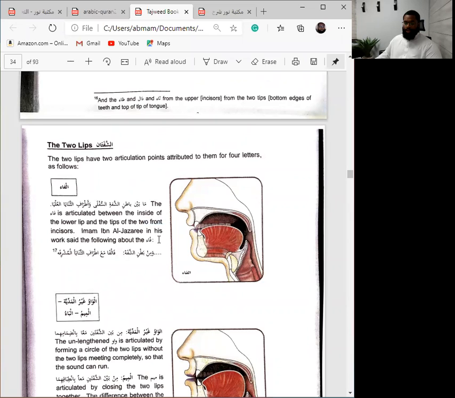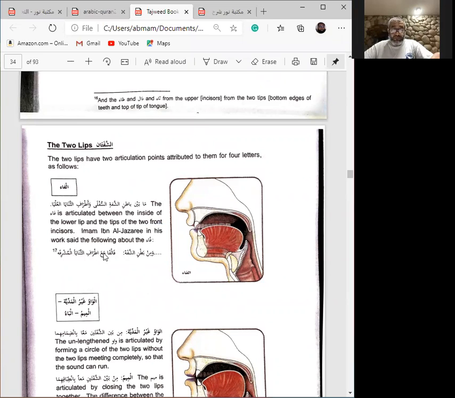Imam Ibn al-Jazari, in his work, said the following about the fa: وَمِن بَطْنِ الشَّفَةِ فَالْفَا مَا طَرَافِ الثَّنَايَا الْمُشْرِفَةِ, which means from the inside of the lower lip, there is the fa with the tip of the top incisors.